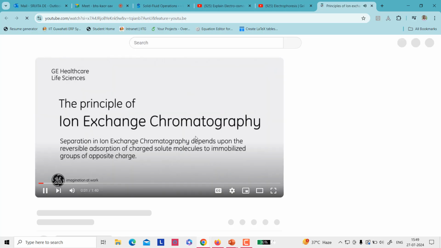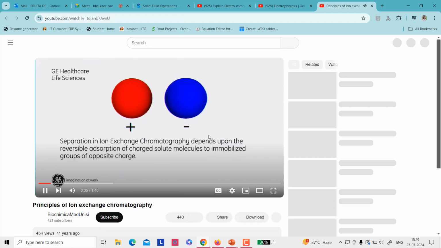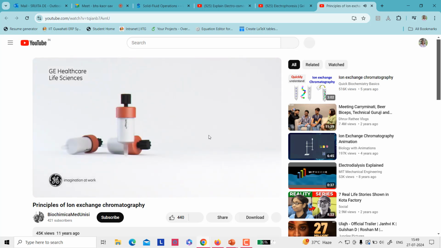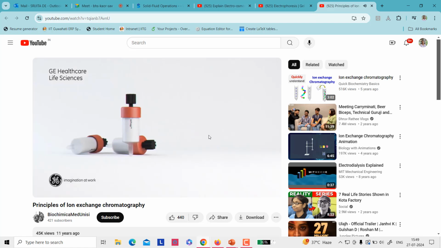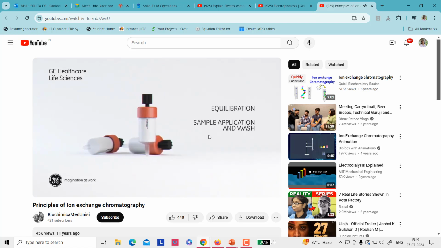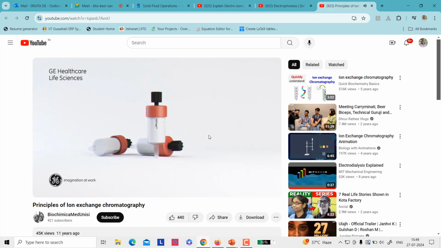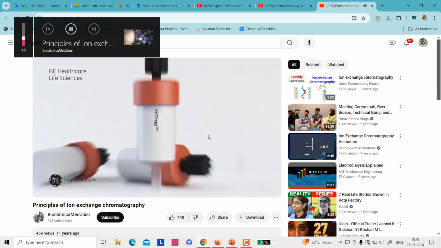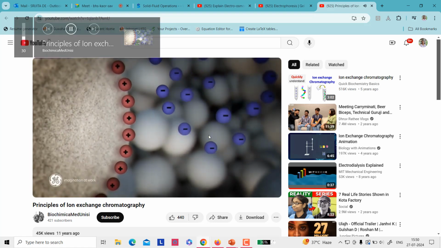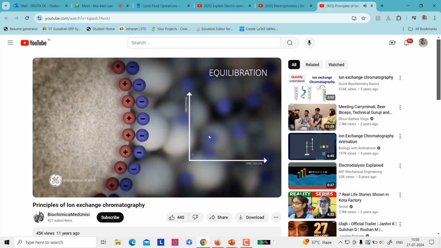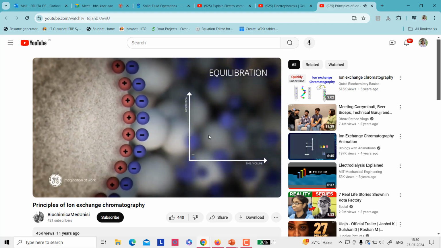Separation in ion exchange chromatography depends upon the reversible adsorption of charged solute molecules to immobilized groups of opposite charge. Most ion exchange experiments are performed in 4 main stages: equilibration, sample application and wash, elution, and regeneration. The first step is the equilibration of the stationary phase to the desired start conditions. When equilibrium is reached, all stationary phase charged groups are associated with exchangeable counterions, such as chloride or sodium.